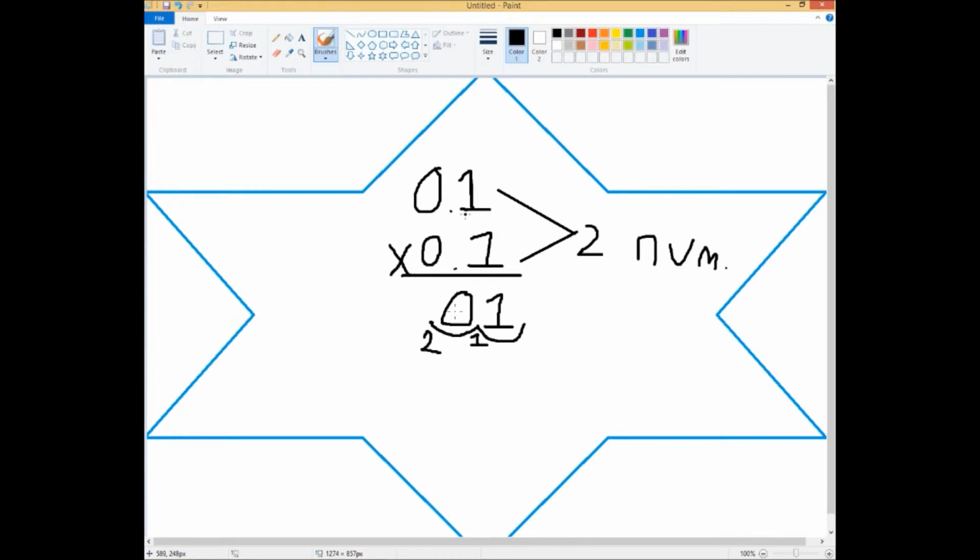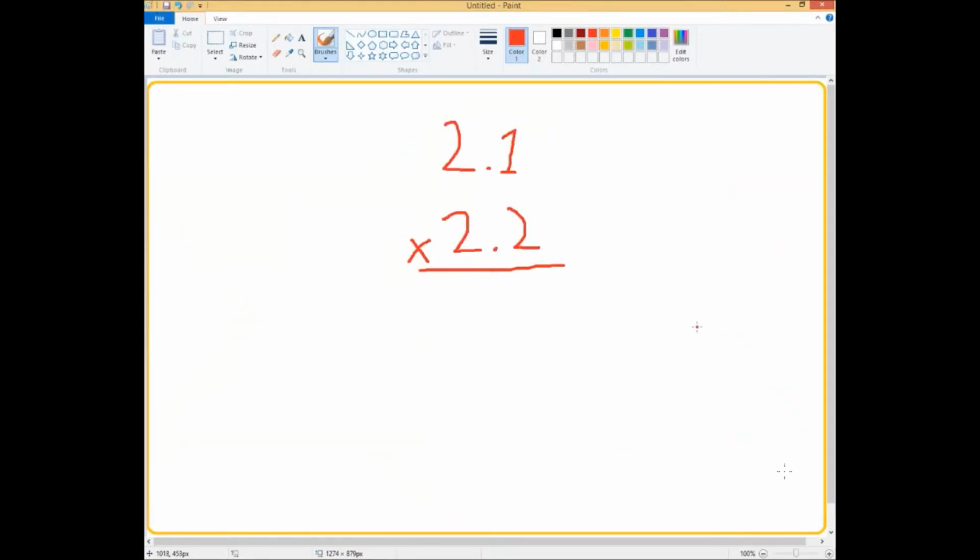I will be back. Okay, students, we are back with the third example for today. There will be one more example and then I will get on with whatever else I have to do.